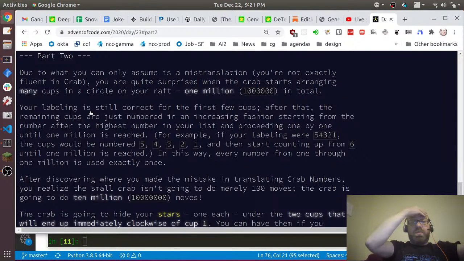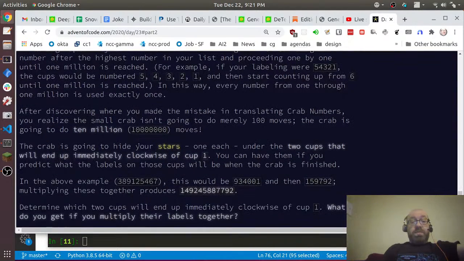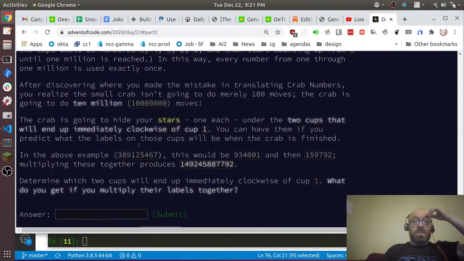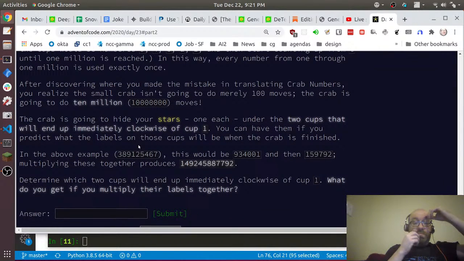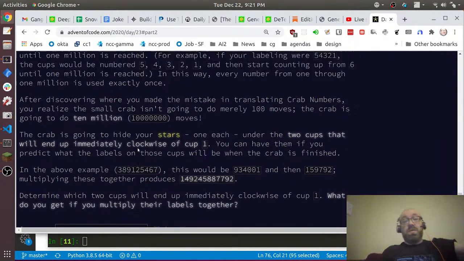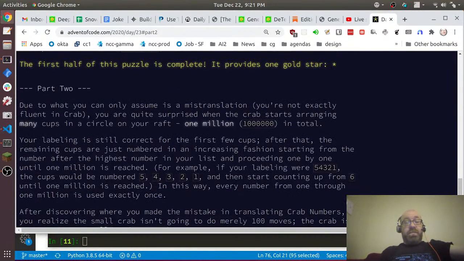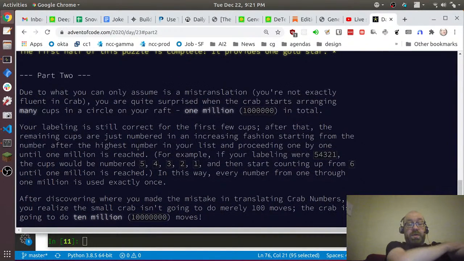After discovering where you made the mistake, the small crab is going to do merely 100 moves. This crab is going to do 10 million moves. This crab is going to hide your stars under the 2 cups that will end up immediately clockwise of cup 1. You can have them if you correct what labels the cups. For example, this would be. Okay, so obviously what I did is not going to work because it's not efficient.